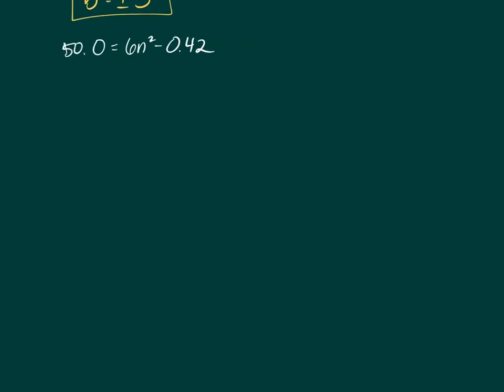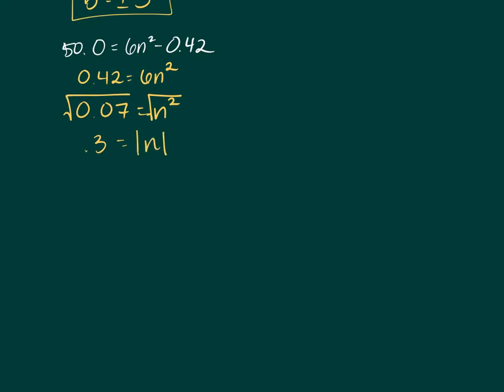For 50, we've got 0 equals 6n squared minus 0.42. So just like with 34, first thing I'm going to do is add 0.42 to each side. And then I'm going to divide both sides by 6, so I get 0.07 is equal to n squared. I'm then going to take the square root of each side, so I get 0.3 is equal to absolute value of n, so n is equal to plus or minus 0.3.